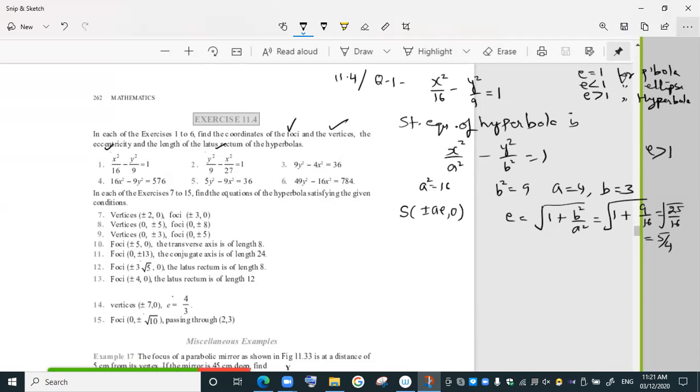And what is eccentricity? Eccentricity is the ratio of the length PM, length of the point on the curve from the directrix, upon the length from the focus, PM upon PS. And remember that you will not find this anywhere in your textbook.